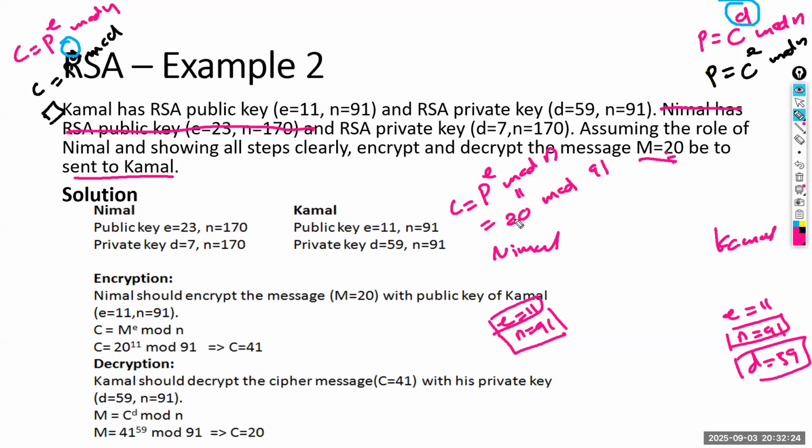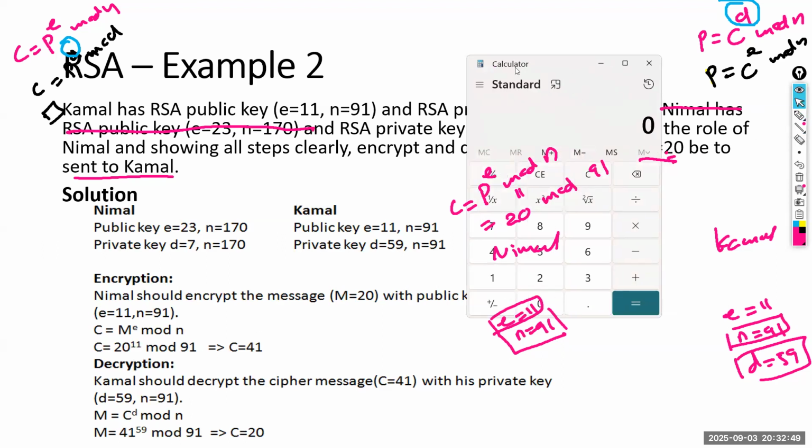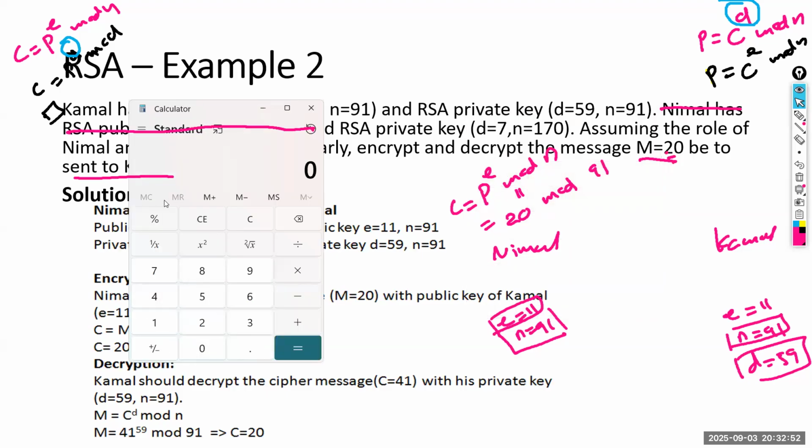Of course, for this one, you need a calculator. If you get this kind of question, they will allow you to use a calculator. You need to take your calculator to the exam hall, or actually at the admissions. They will mention whether you can use a calculator or not. So 20 to the power 11 mod 91. I will use the calculator. A normal calculator is enough, scientific or even normal. So I go for the scientific calculator.